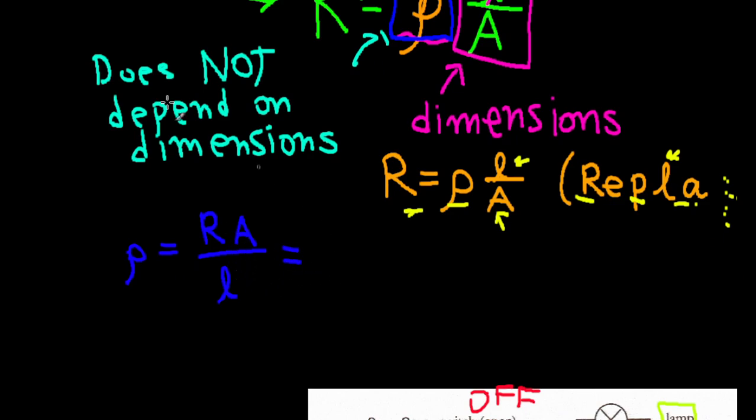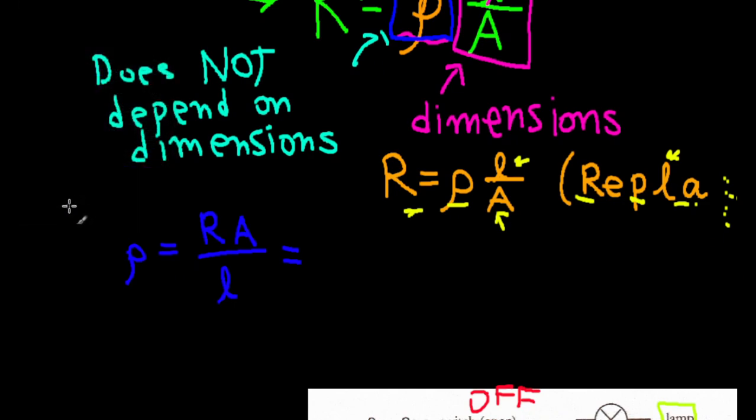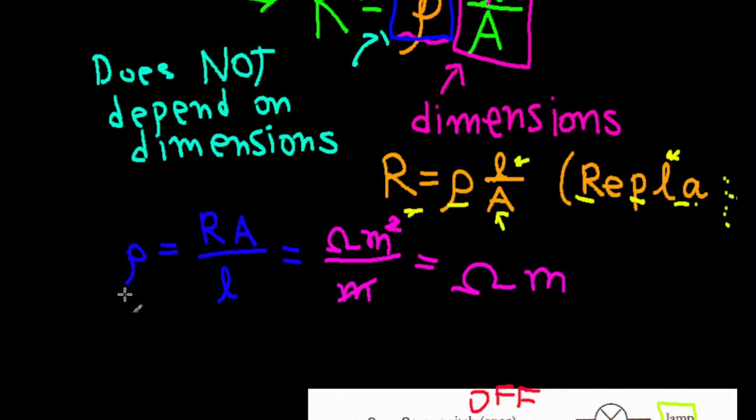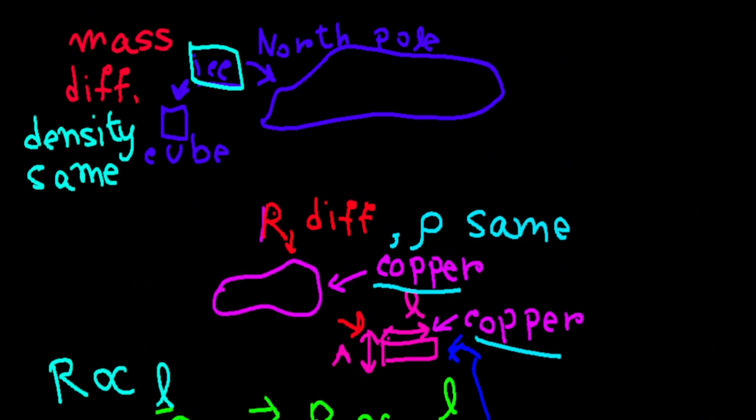So to find the unit, I just need to plug in the SI units of all of these. Resistance has a unit of ohm, the area has a unit of meter square, and the length has a unit of meters. And so one of these cancel out, and what we are left with is ohm meters. This is the SI unit of resistivity, right? So that is done. We know the unit, we know the formula, and we have a convenient way to remember that.